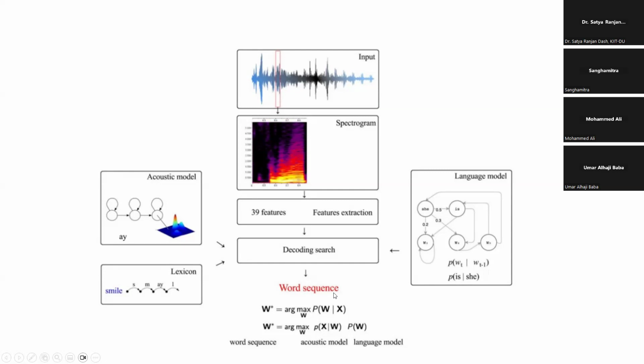Now this word sequence W star is equal to argmax of probability of W given X, and this expression can be rearranged to give you argmax of probability of X given W multiplied by the probability of W, and I'll talk about this later. The probability of X given W will come from the acoustic model, and the probability of W will come from the language model. So the product of these two probabilities, which are outputs of the acoustic model and the language model, will finally give you the word sequence.